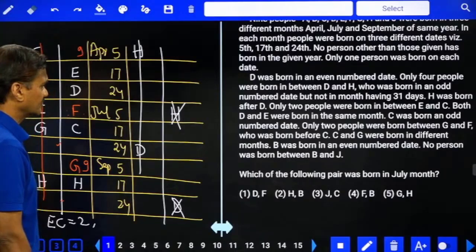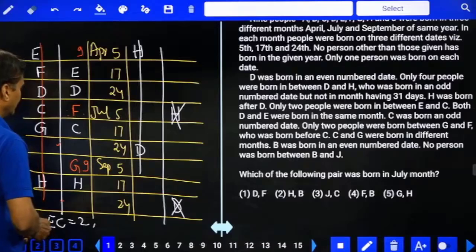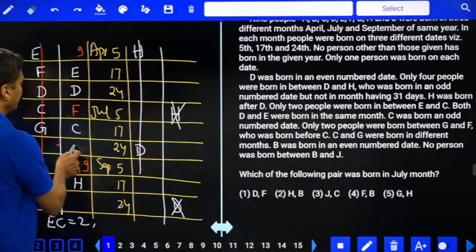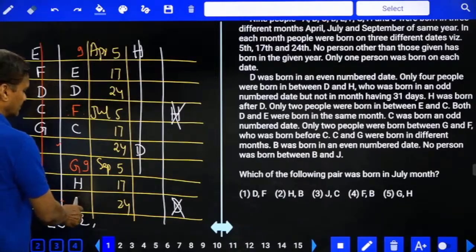Then no person was born between B and J. Now in between B and J there is no person here. Then if B is here, no person born between B and J, that is ruled out. Clear? Hence where should this be? And B must be at this place.